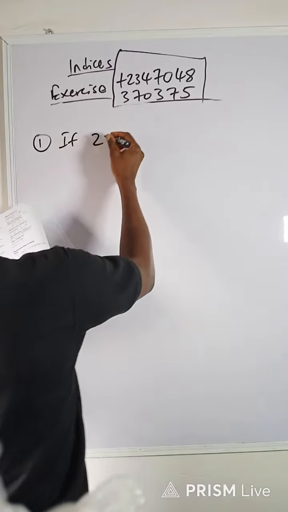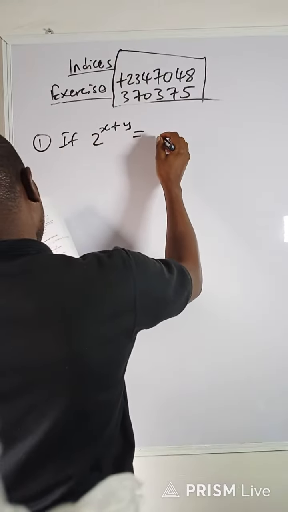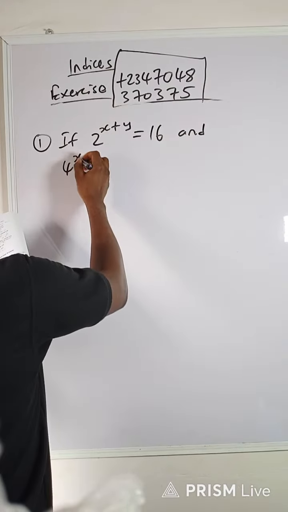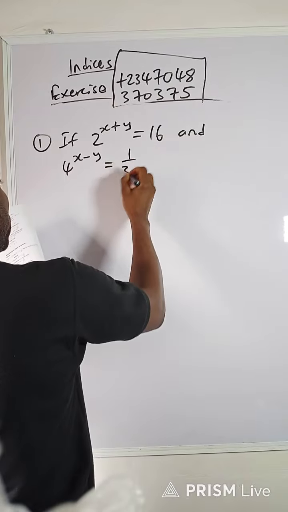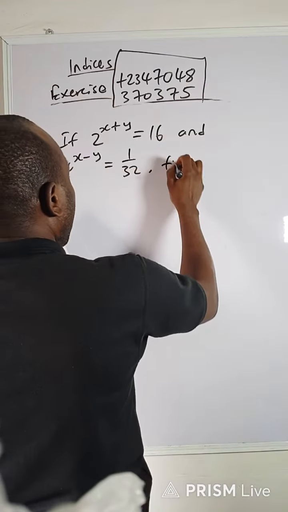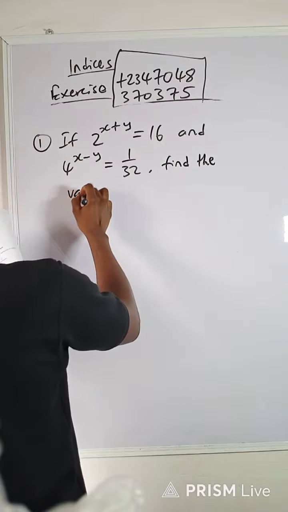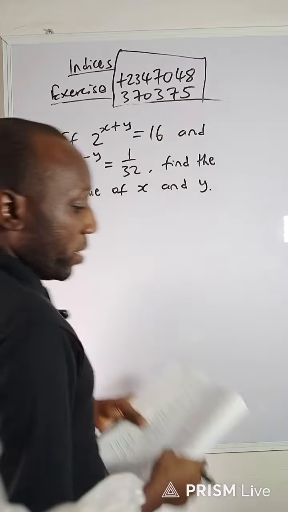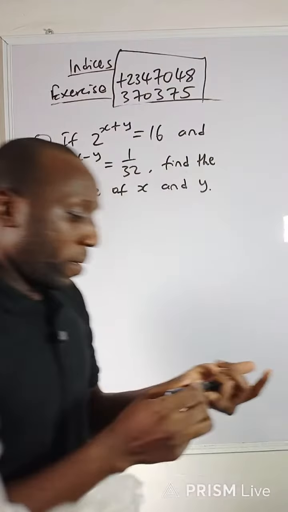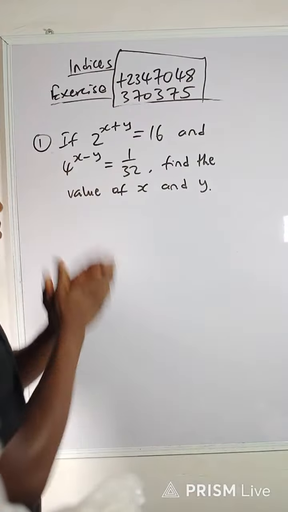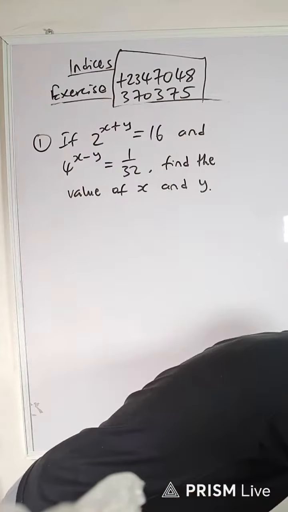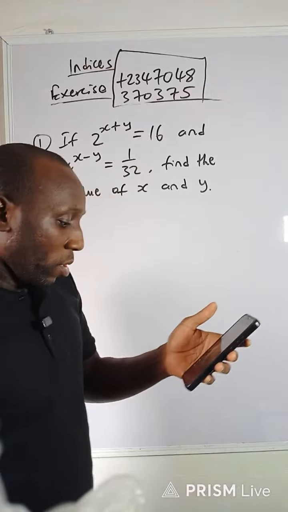Number one. If 2 to the power of x plus y is equal to 16 and 4 to the power of x minus y is equal to 1 over 32, find the value of x and y. So this is where we are going to be starting our lesson. All right, in the next lesson, this is what we are going to be starting with. This one will lead you to simultaneous linear equations. I know some of you can do it. Yeah, if you can, just go ahead and do it.